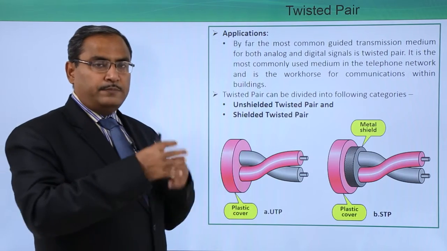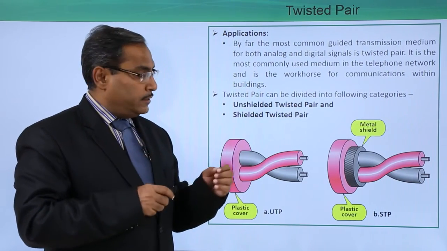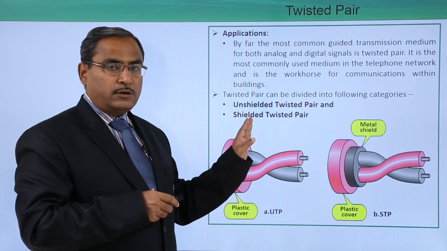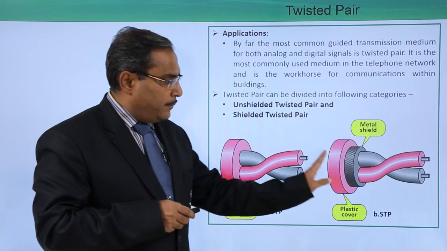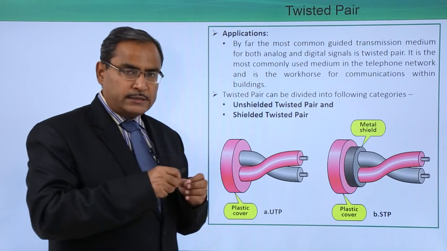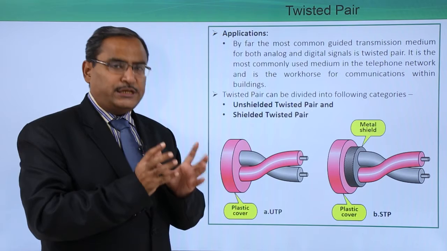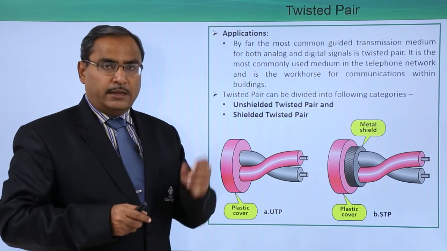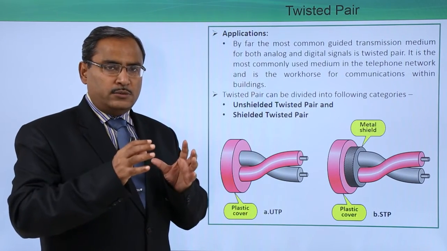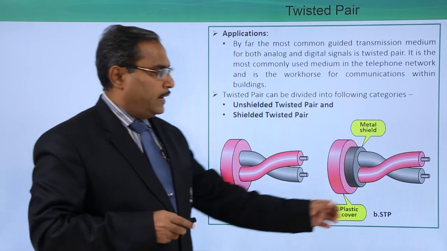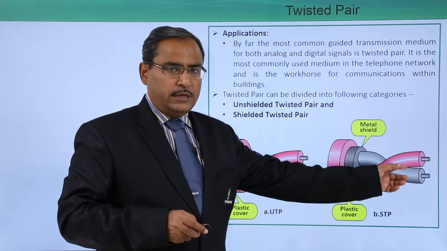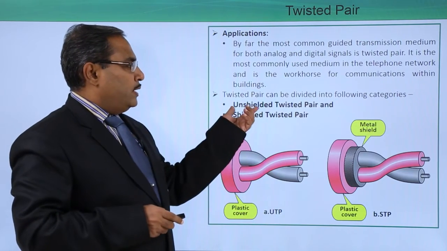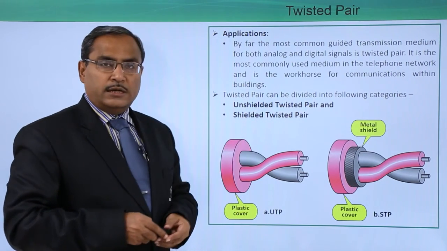This braid of metal wires, whenever some external electromagnetic induction or electromagnetic noise comes, will catch that noise, and if you make this metal shield grounded, then that noise will be grounded. As a result, there will be no effect on the signal being passed between the spiral wires. So, one is the unshielded twisted pair, another one is the shielded twisted pair.